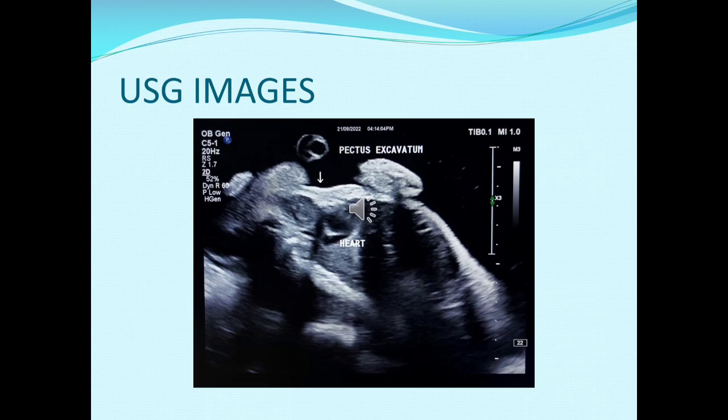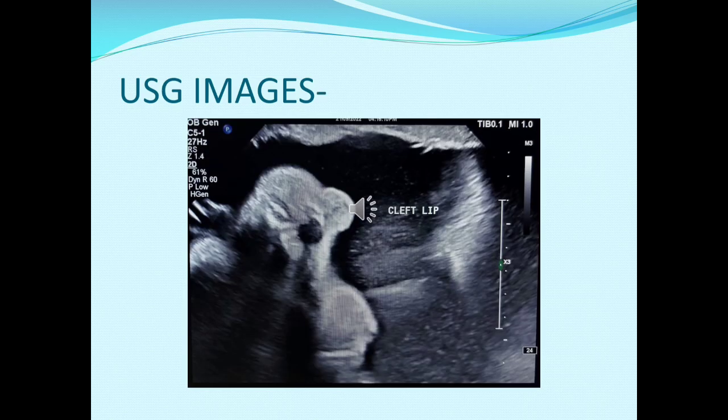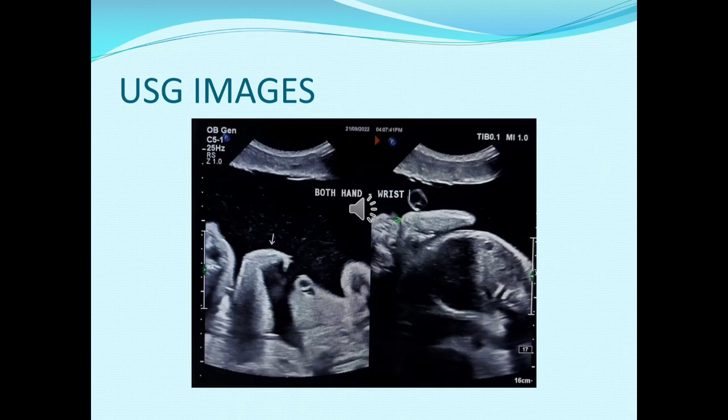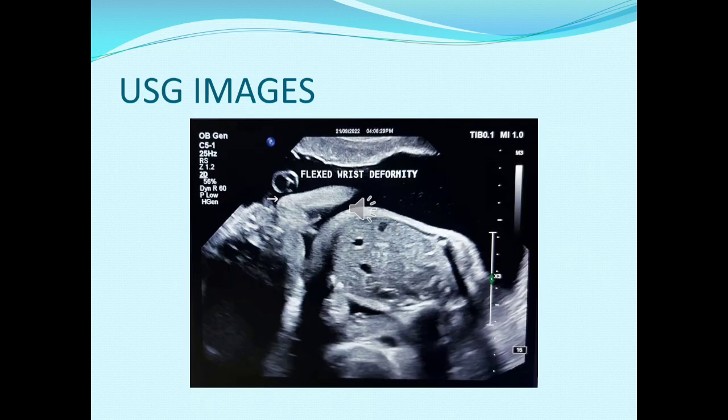USG findings reveal evidence of reduced anteroposterior diameter of the thorax, suggestive of pectus excavatum. Cleft lip and cleft palate noted. Bilateral deformed wrist joint anomaly noted due to hyperflexion of both wrist joints. The following image shows the flexed wrist deformity.